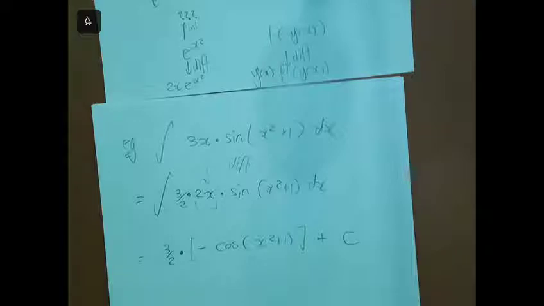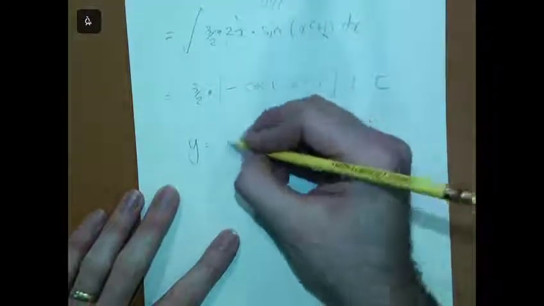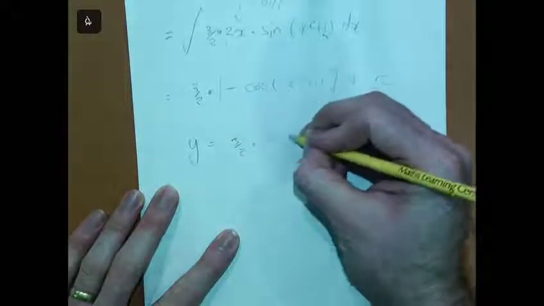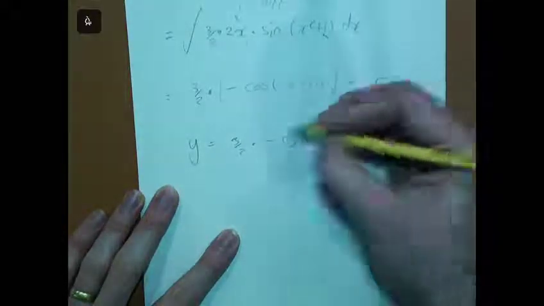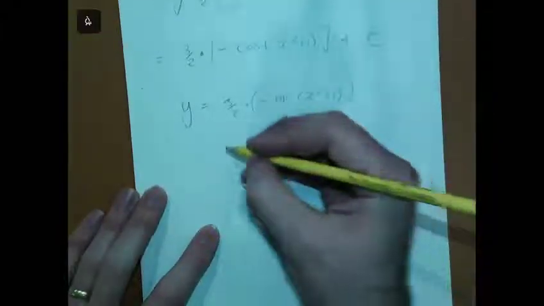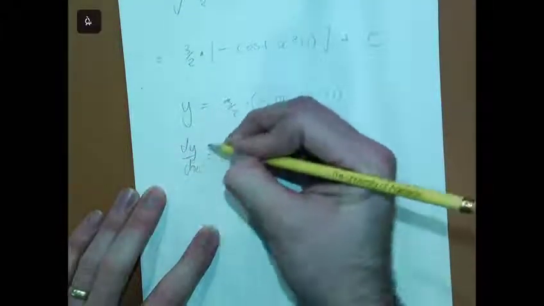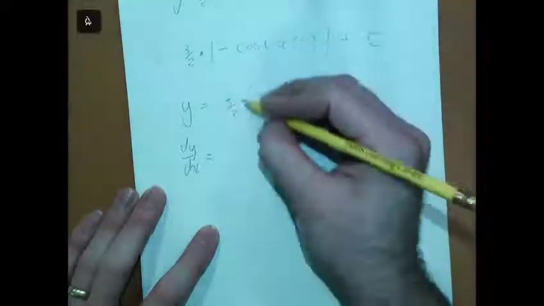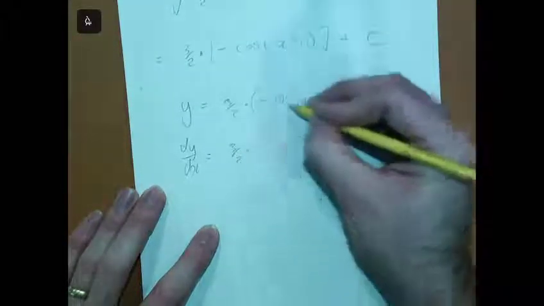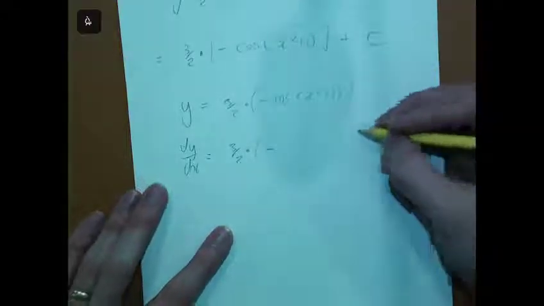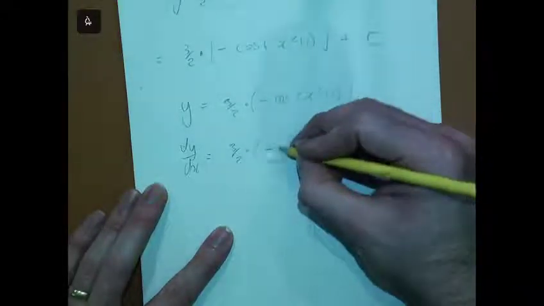You can do that if you want. If you really, really, really want to show a lot more working than that, you can just check that that works. Let's just differentiate it and see what we get. So the 3 on 2 is multiplied on, so it'll still be there. The minus is multiplied on, so it will still be there. The cos will differentiate to give minus sine.